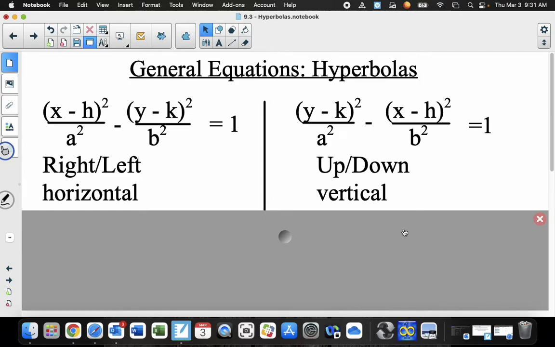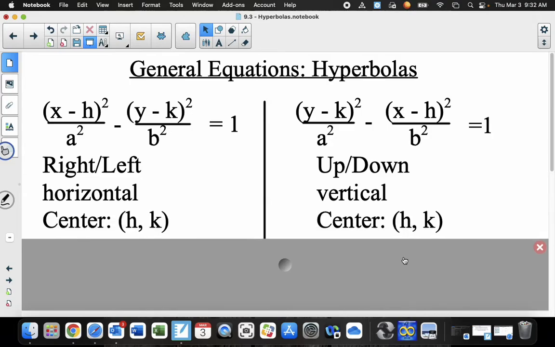So in this case, notice this is the positive term. Therefore, that's where the a squared is located. A squared is always with the positive term. Same thing over there. If you notice here, the y term is the positive term. Therefore, a squared goes with the y term. Okay? So since you're dealing with the x's here, that's why it opens right and left. That's why it's opening horizontally. Since the y squared is the positive term here, that's why this one is up and down. That's why they're vertical. Does that make sense to you? So the positive term will always determine the direction of the two hyperbolic curves.